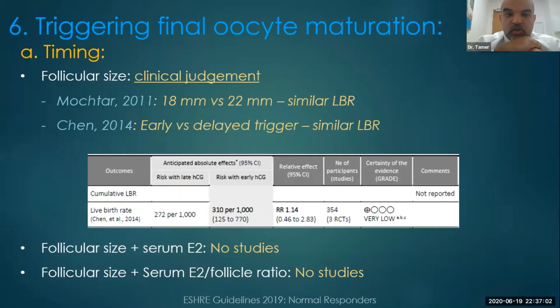There are no studies to highlight the follicular size plus serum estradiol as a criteria for HCG, or serum estradiol per follicle ratio, divided by the number of follicles to know the serum estradiol output per follicle, and correlating this with the size. No studies there, so the guideline just says we don't have evidence to recommend this at the minute. Maybe future research will.